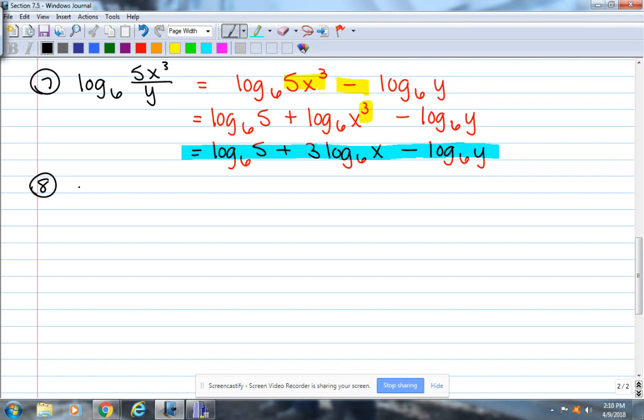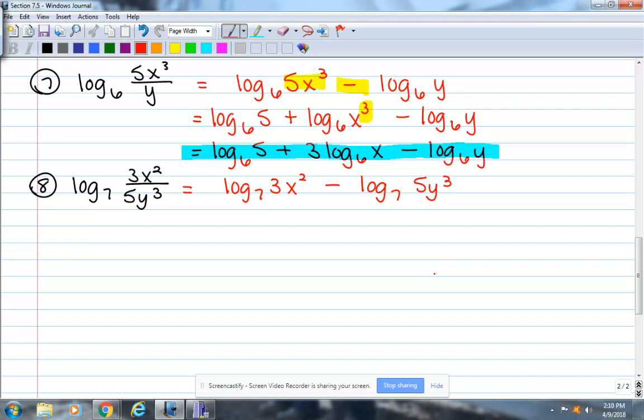All right, let's do another one. Log base 7 of 3x to the second power over 5y to the third power. So it's slightly going to be bigger than the last one. Log base 7. So what are we going to do to them first? Subtraction. Yeah, when I have a fraction, it's subtraction. So log base 7 of 3x squared minus log base 7 of 5y to the third.